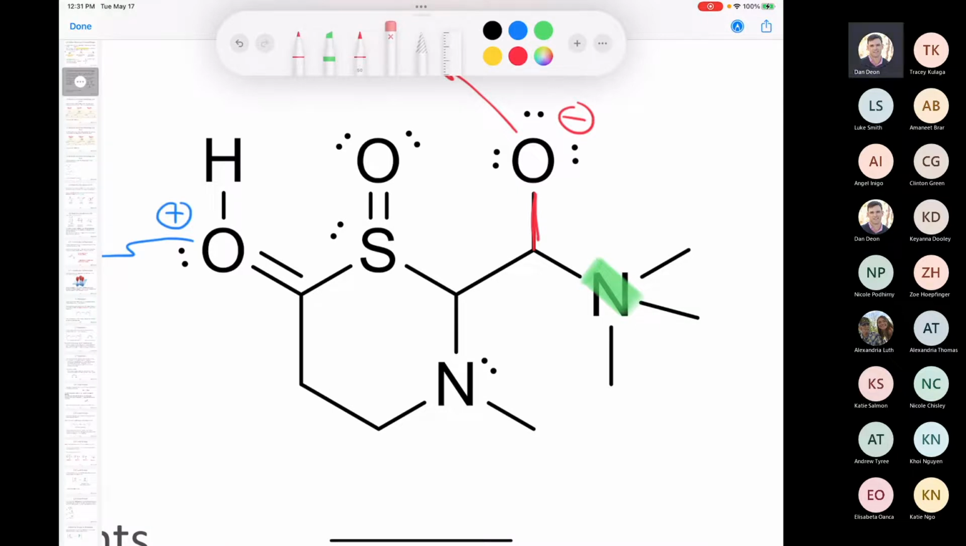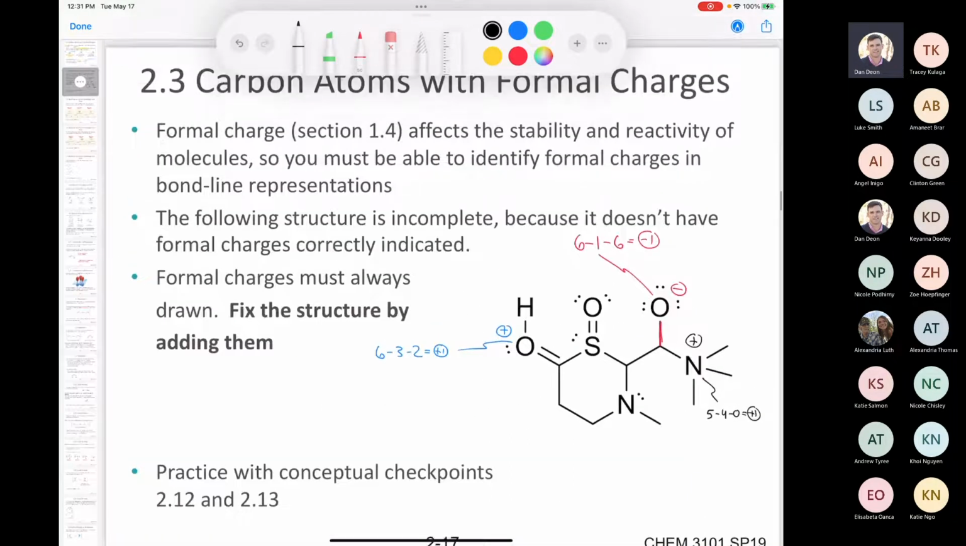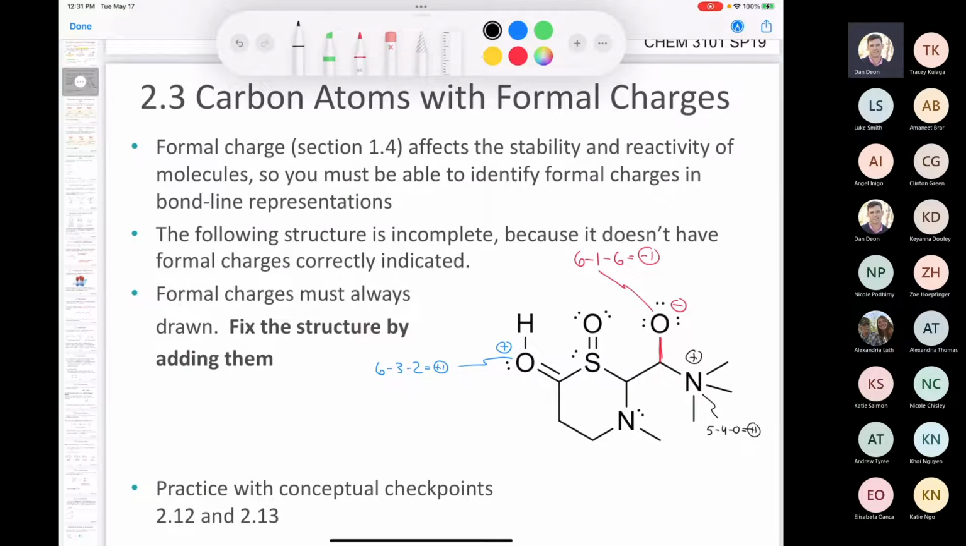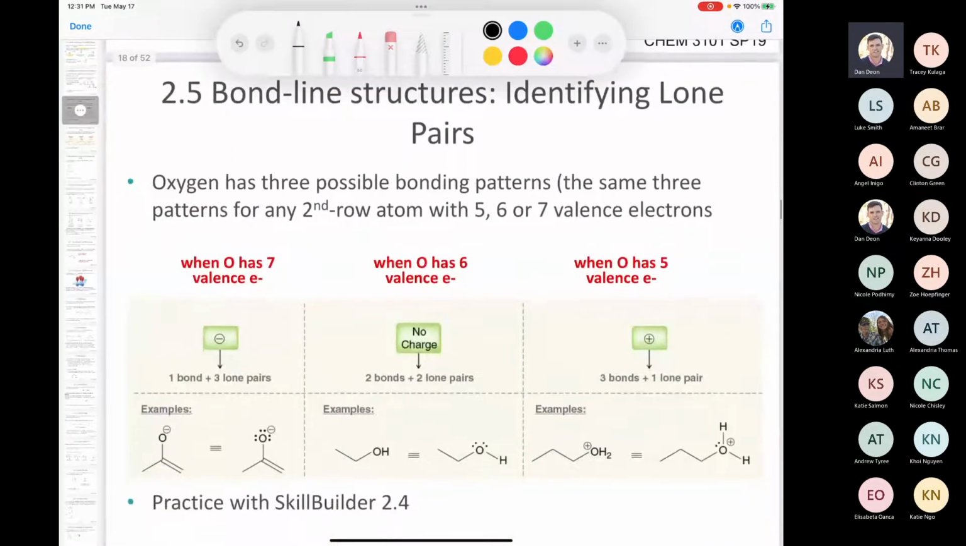Probably can do this one a little bit quicker. Yeah, it's +1. Absolutely. We have a +1 charge here, same rationale as always. Nitrogen has 5 valence electrons, subtract 4 sticks, subtract 0 dots, which gives you +1. Just like that. So very quickly, we were able to look at this interesting ion and determine all the formal charges in this molecule.